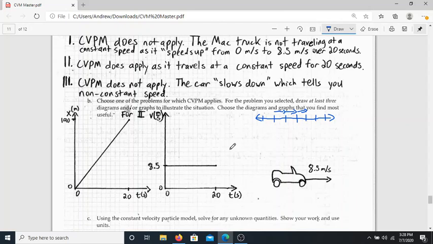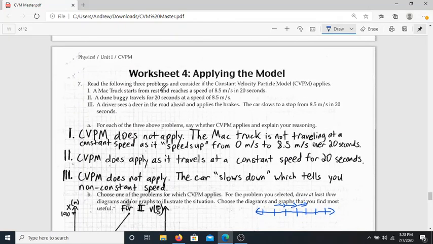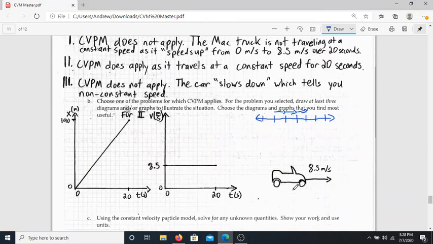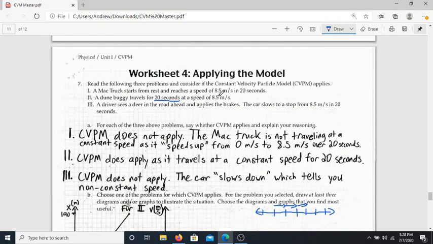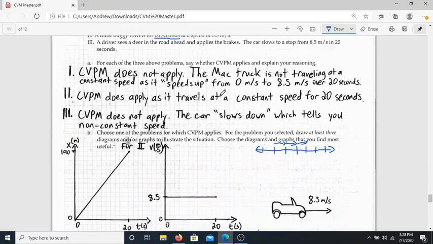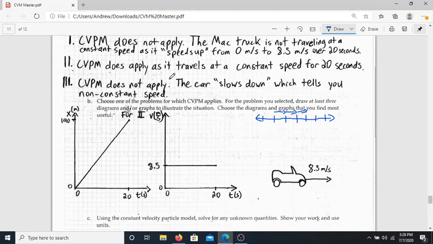Now, in this one, it's pretty simple, because if we write down some of the things that we know, we know that the dune buggy travels for 20 seconds, so we know time. We also know that it's going at a speed of 8.5 meters per second, so we know its speed. All right? Which means we're just trying to figure out what things we could determine from those two things. And if we look at the definitions that we talked about from the very beginning of this packet, we're going to find out that the only thing we can calculate from those two things is the distance the car travels.